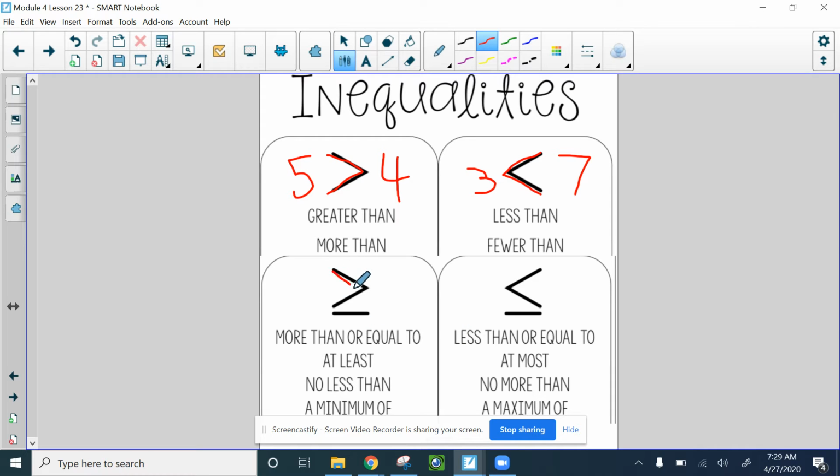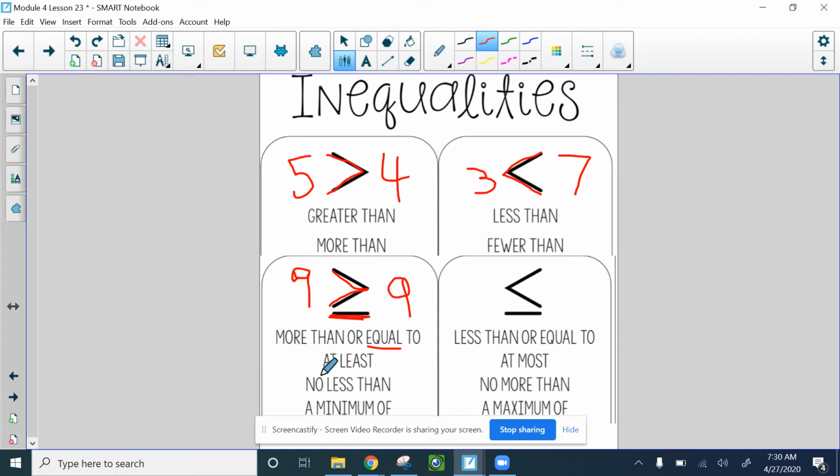So if you notice, I have the greater than symbol here, but I also have a line below it. And this line below it is going to be key. This means it's more than or it's equal to. So if you see this line below it, it can also equal that number. So I could say that 9, which is a hard number to write on my computer screen, is greater than or more than 7. However, in this case, I could also say that 9 is greater than or equal to 9. Because of that equal sign, the number either has to be larger or it has to be equal to it.